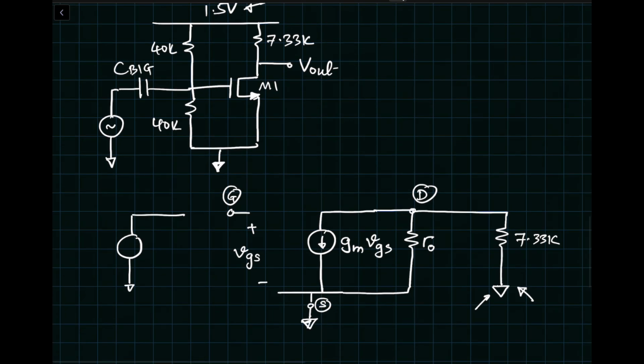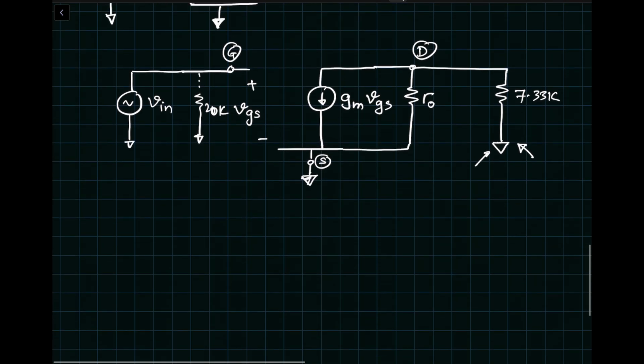And since we said the C big is large enough to be a short for our frequencies of interest, we can connect it directly to the gate. The parallel resistance of 40K and 40K, we can draw it as a 20K over here. But it doesn't participate in our AC analysis because this 20K is driven by the input voltage source Vin, which in this case we are assuming is an ideal voltage source.